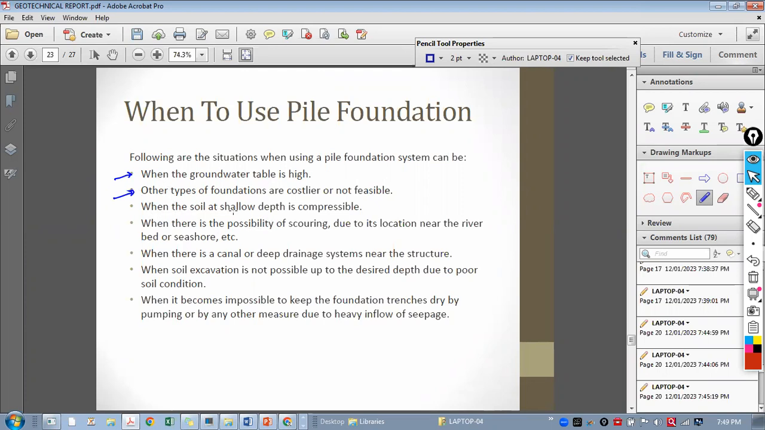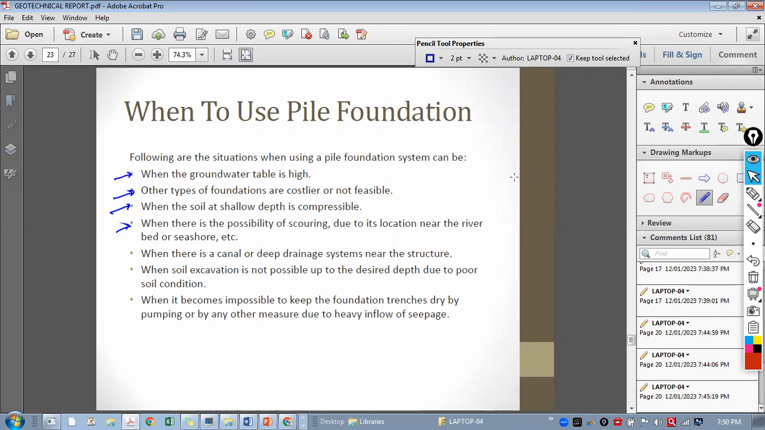When soil at shallow depth is compressible, so in filled soils we can say. And near the rivers, the riverbed, you know that we have marshy soil. So in that case also we can go for pile foundations. Then, when soil excavation is not possible to the desired level, this is also possible.